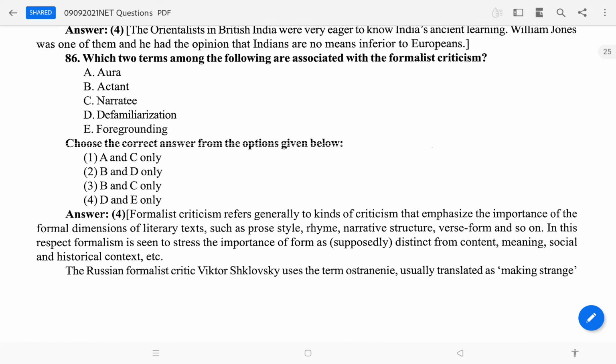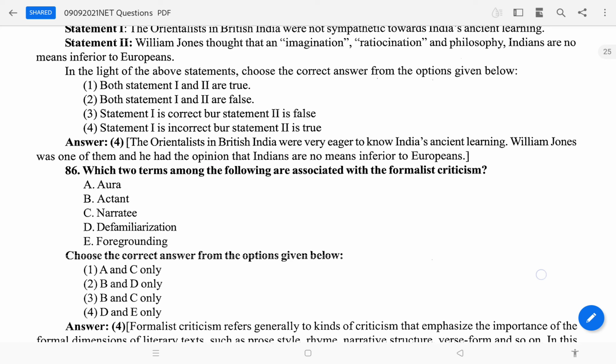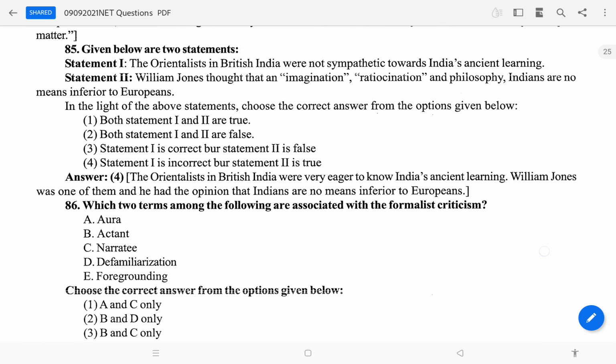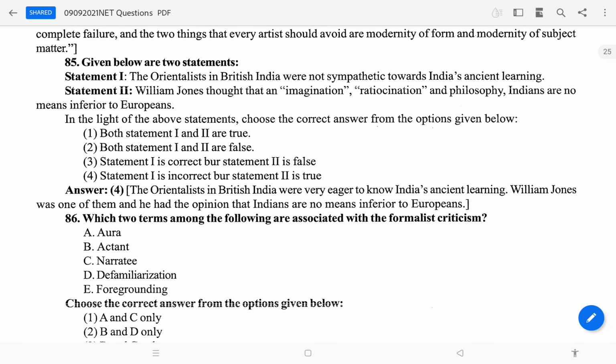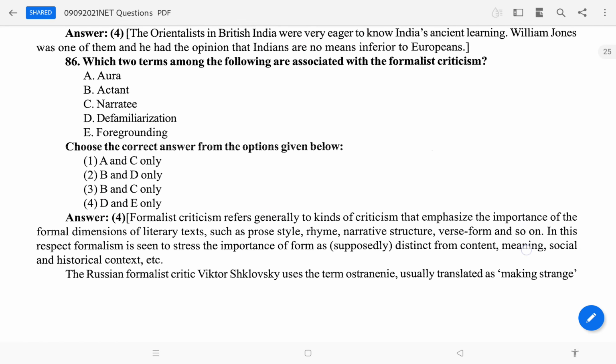Which two terms among the following are associated with formalist criticism? Here I want to ask you a question: William Jones, who was very much interested in Indian education, also translated a work which is very important. So if you watch this video, please write down the name of the work. So let's see the next question.